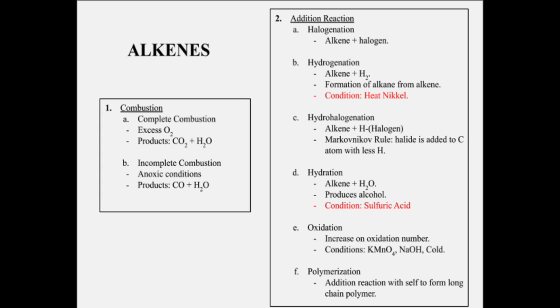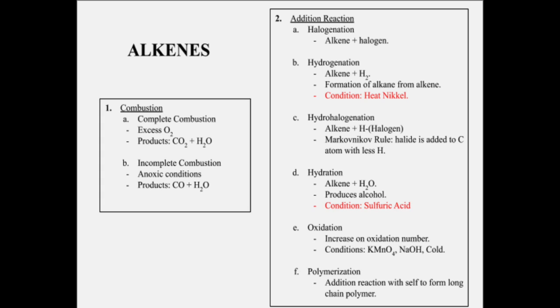There are different types of addition reactions. The first type is halogenation. This is the addition of a halogen to an alkene. An example of a halogenation reaction is during the bromine test for saturation.